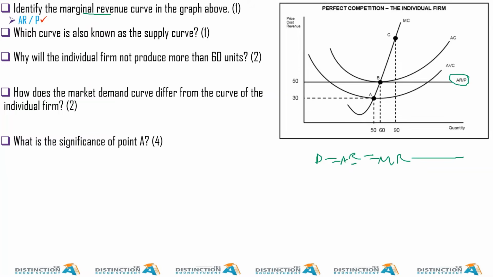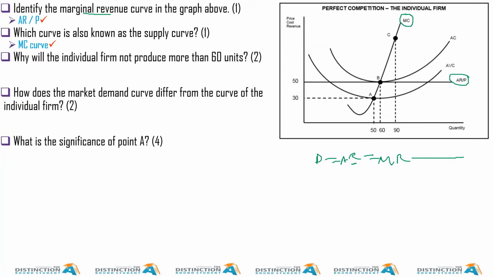The next question. Which curve is also known as the supply curve? All right, the supply curve is the MC. And to be more correct, it's the part of the MC curve above the AVC. So it's from A upwards. In some cases, you'll see this line dotted. So you probably say it's the dotted line on the MC, which is above the AVC. But in short, it's the marginal cost curve.